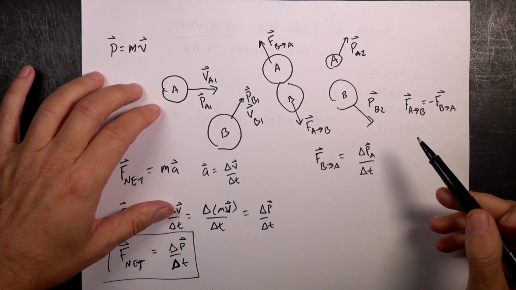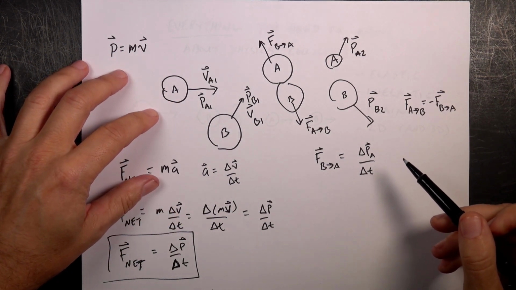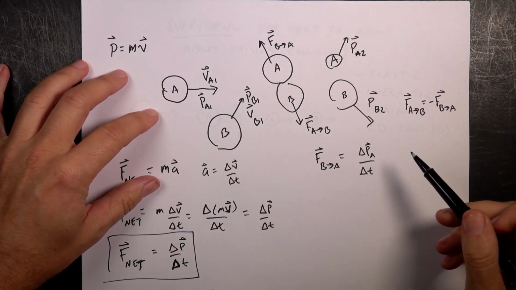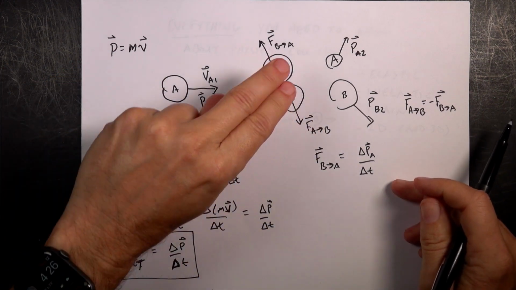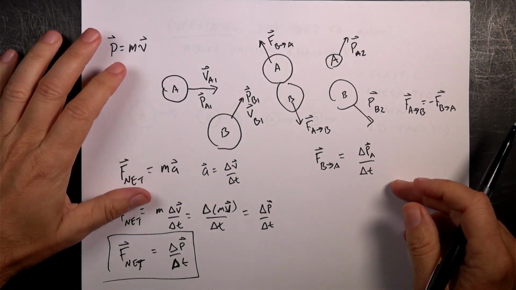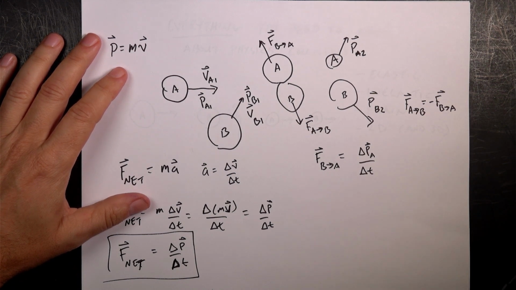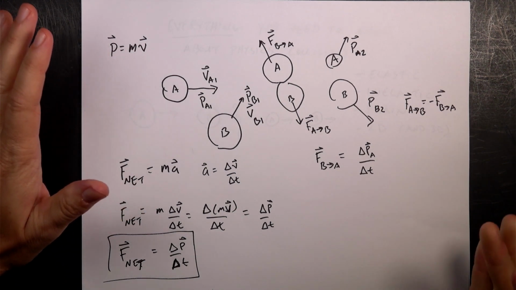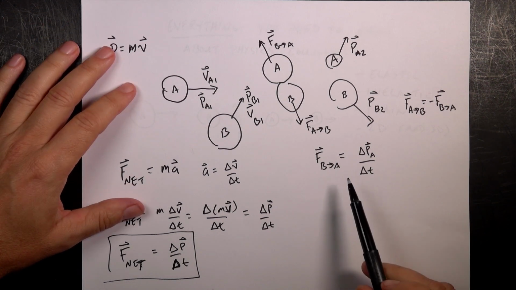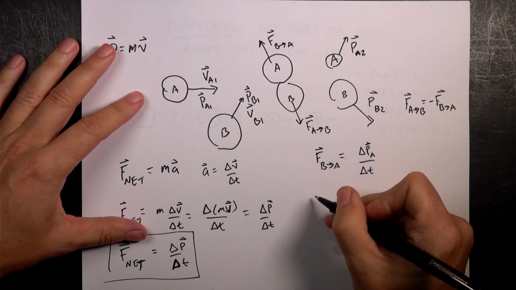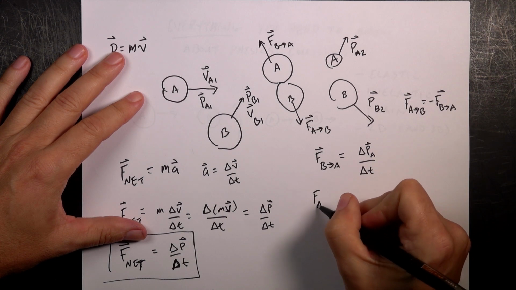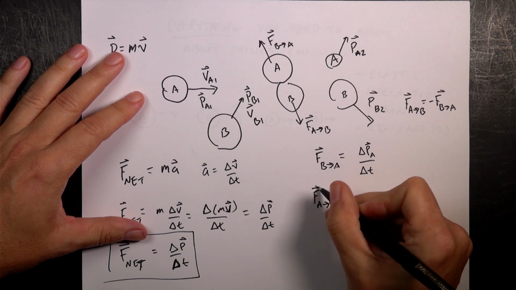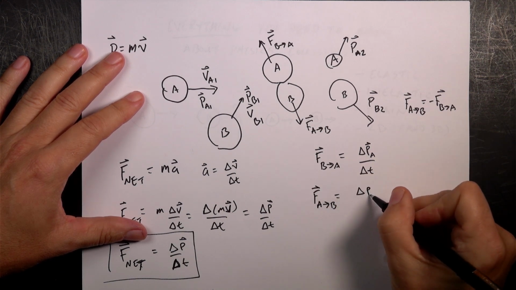Why? Because they're the same force. Forces come in pairs. Forces are an interaction between two objects. So if A pushes on B, B pushes on A with the same magnitude of force but in the opposite direction. That's Newton's third law. Forces come in pairs.